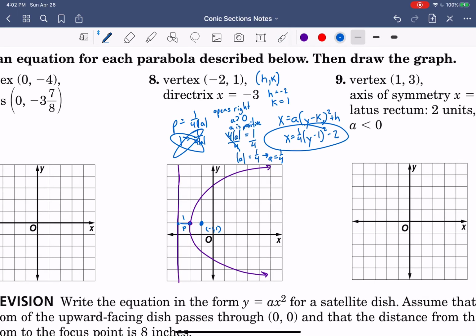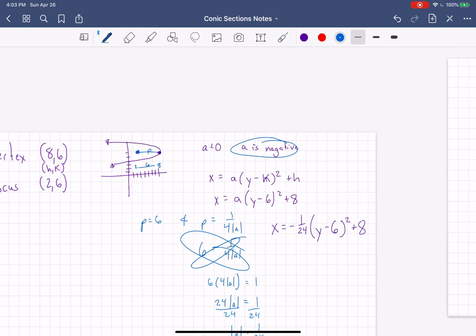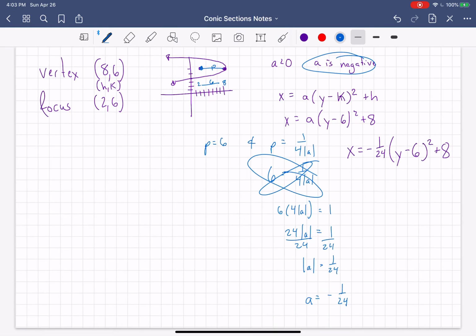Again, on Khan Academy, it gives you the focus and the directrix, so we have to remember to find the midpoint halfway in between those two things for our vertex first.